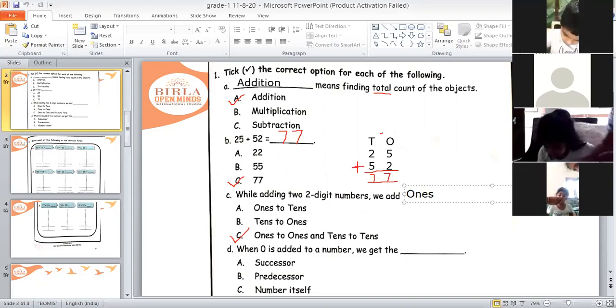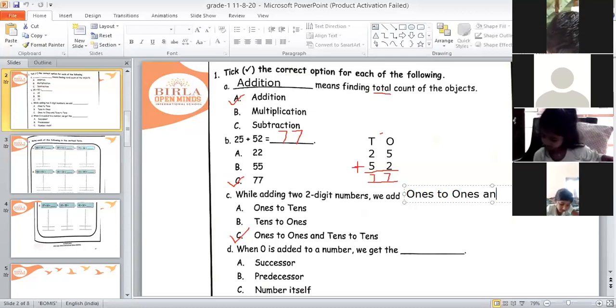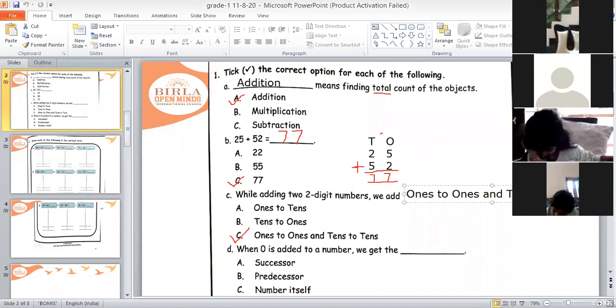Ones, two ones, and tens to tens. This is the correct answer, children. Okay. So answer is ones to ones and tens to tens.